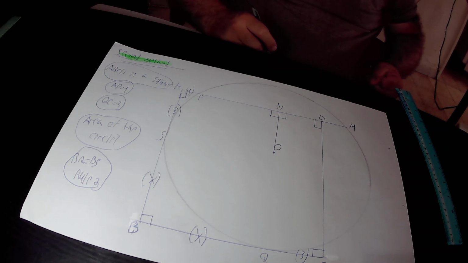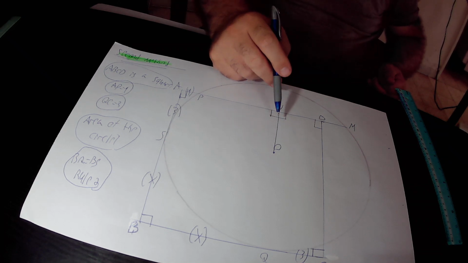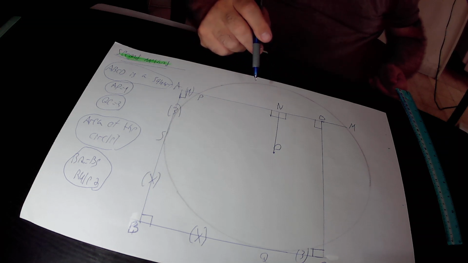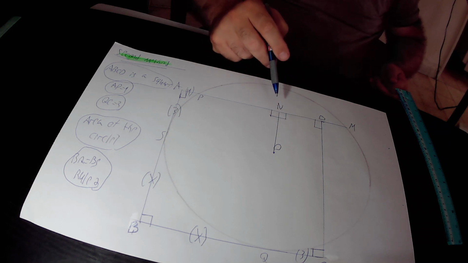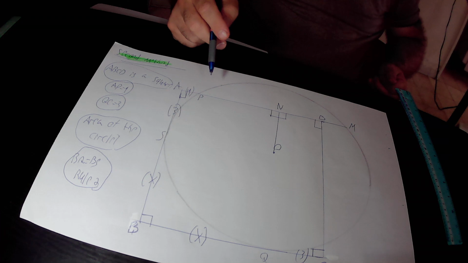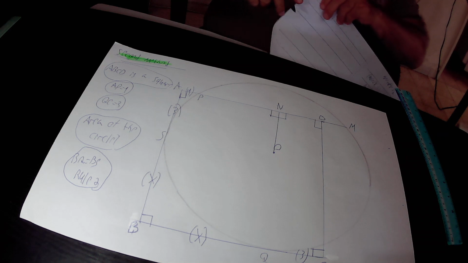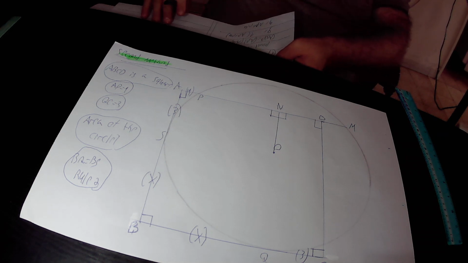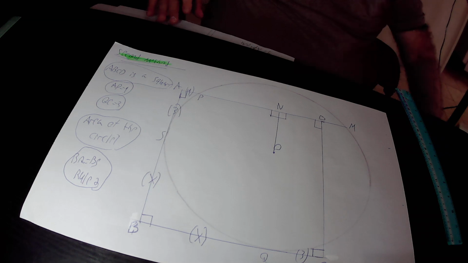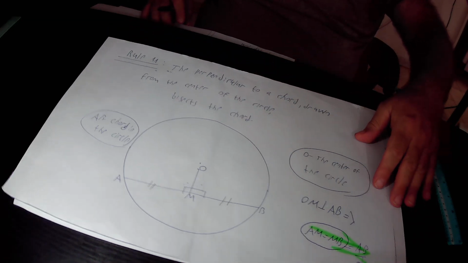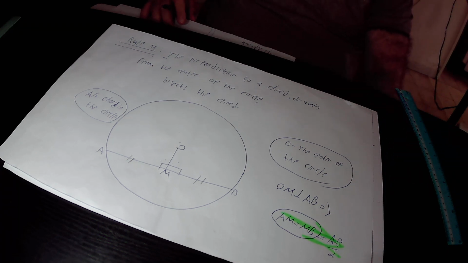According to rule 11, whenever you draw a perpendicular from the center of the circle on any chord, it will bisect the chord. Therefore, perpendicular ON, drawn from point O, the center of the circle, will bisect chord PM. So I pick quickly on rule 11. According to rule 11, the perpendicular to a chord drawn from the center of the circle bisects the chord.